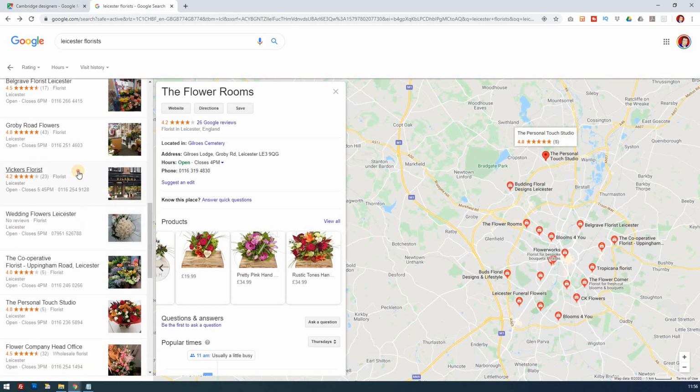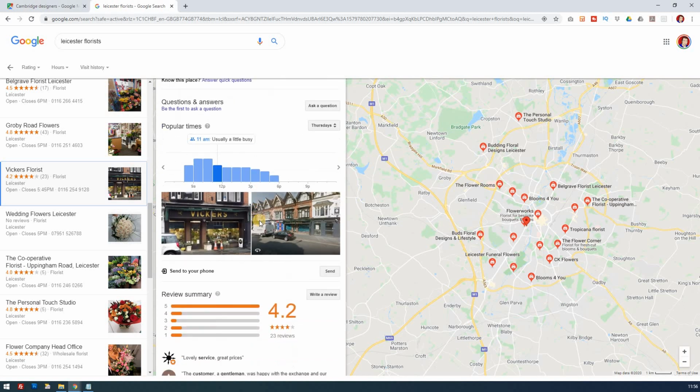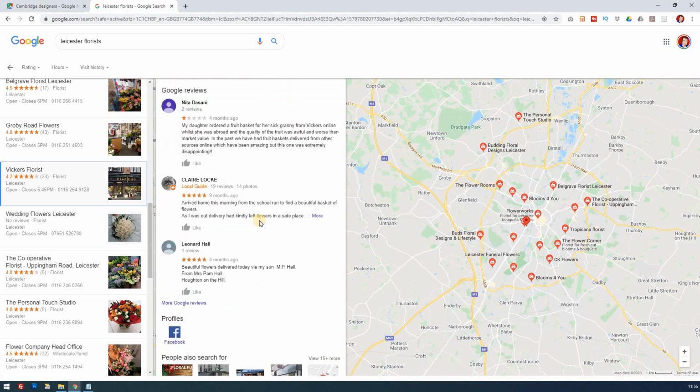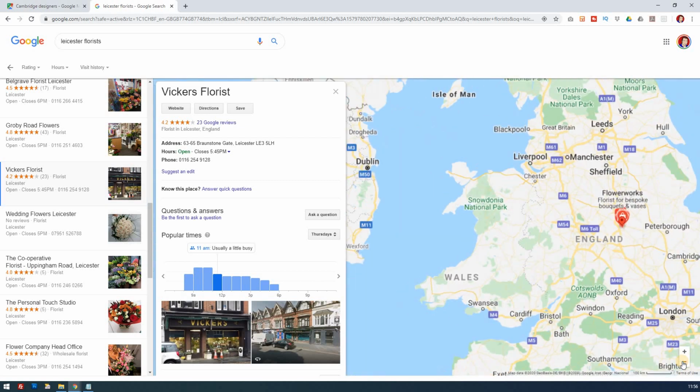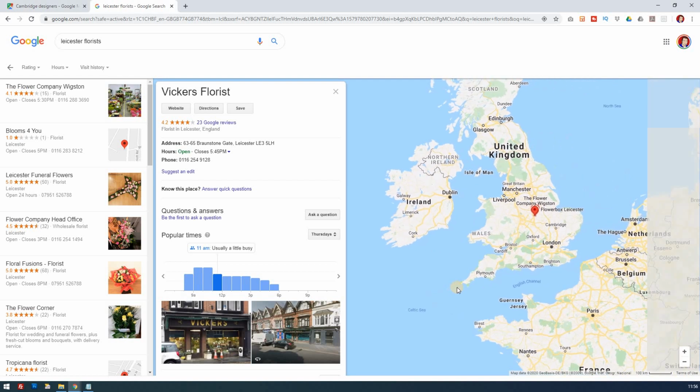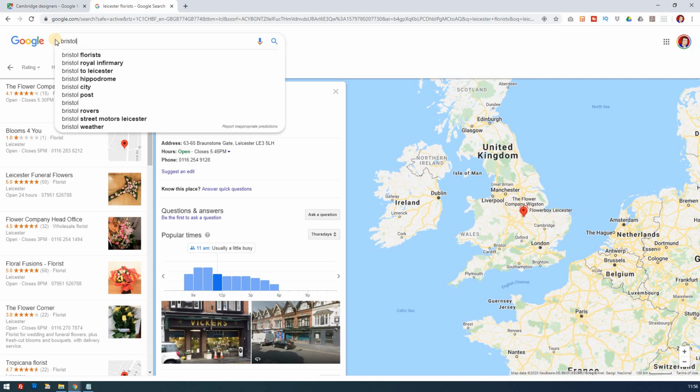Should we take one more just briefly? We've got Vickers Florist in Leicester, and there's nothing really outstanding here. Just see if there's anything there. It's all pretty straightforward stuff. Okay, I think we'll leave it there. Let's come out of Leicester and go somewhere else totally random. Let's go for Bristol. We'll do 5 of these.